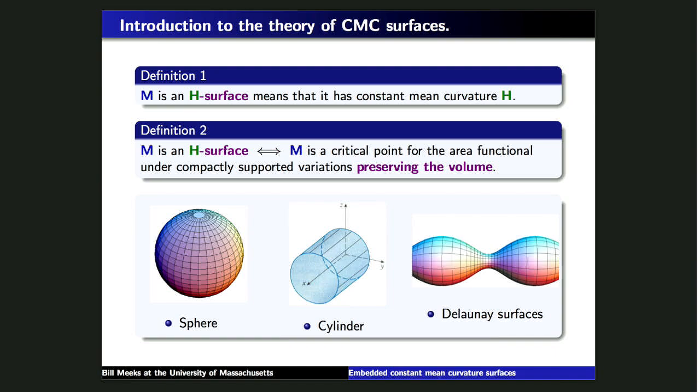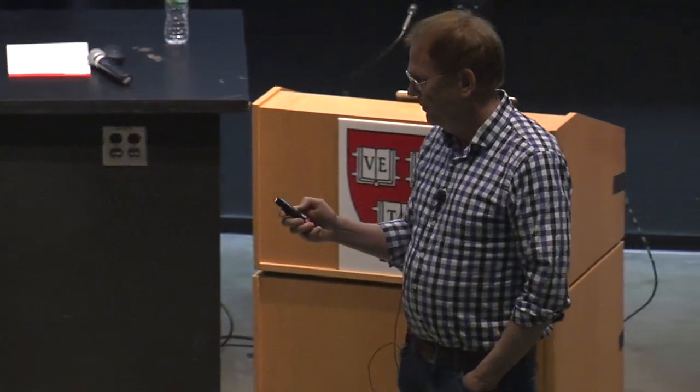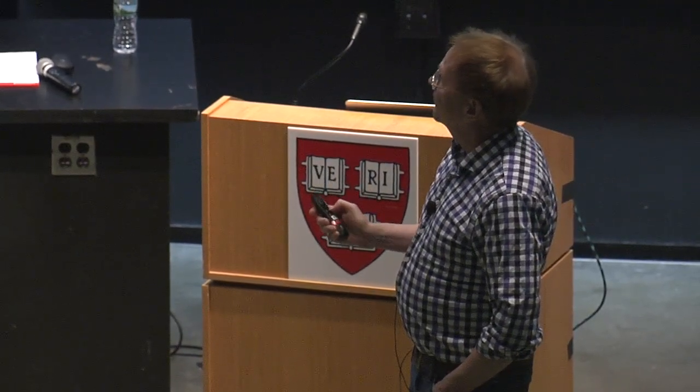these surfaces satisfy a nice variational property: they are critical points for compactly supported variations where the variation preserves volume. What that means is the algebraic volume. You want to push just as much on one side as you push on the other side. So the integral of the variation function, which is a function on the surface, is 0.